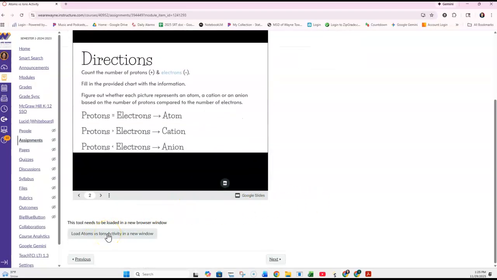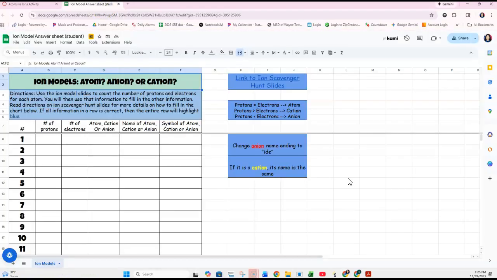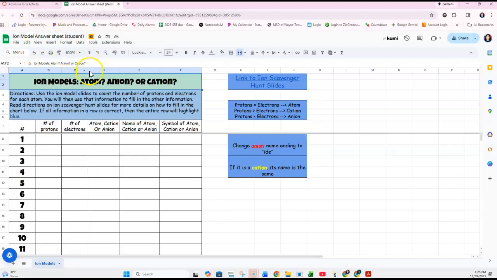So you're going to click on this button on the bottom to load the sheet that you need. Okay, so here's the sheet that you will get with your name, of course, on here. So here's the student sheet. Here it tells you the directions as to what you're supposed to do. Ultimately, again, it is a counting activity.